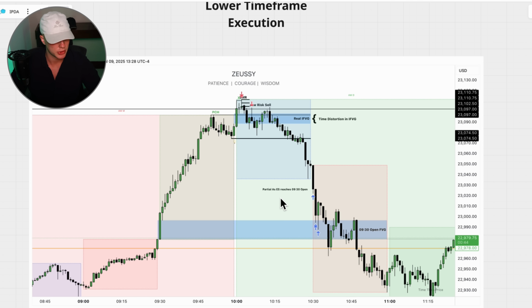That was for me the sign to actually begin taking partials, and the reason being is because if one index reaches the 9:30 open whilst the other one doesn't, that's always a good sign to take a partial. Eventually Nasdaq also rolls over and reaches that fair value gap, and that's where I close the full position.